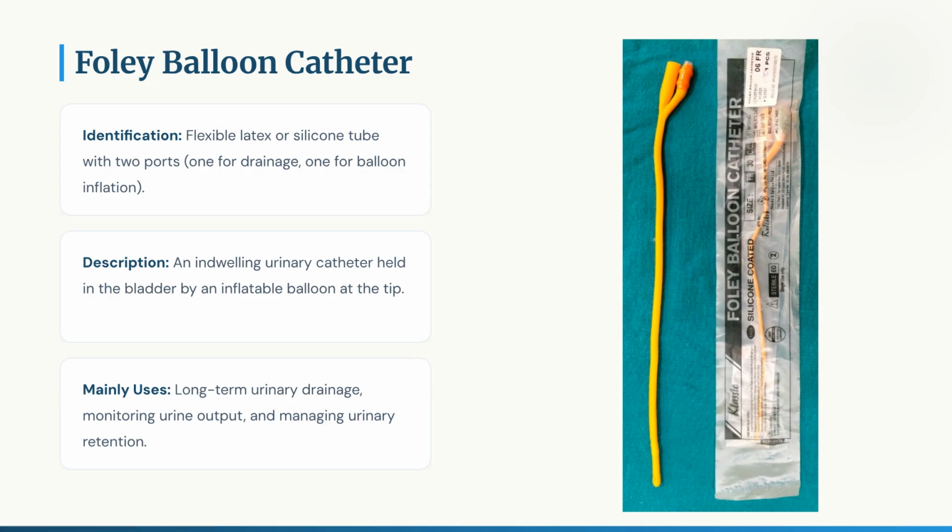The Foley balloon catheter is a flexible indwelling urinary catheter with 2 ports. It is vital for long-term urinary drainage, monitoring urine output, and managing urinary retention.